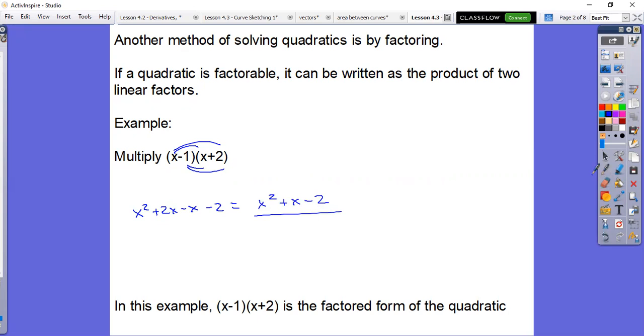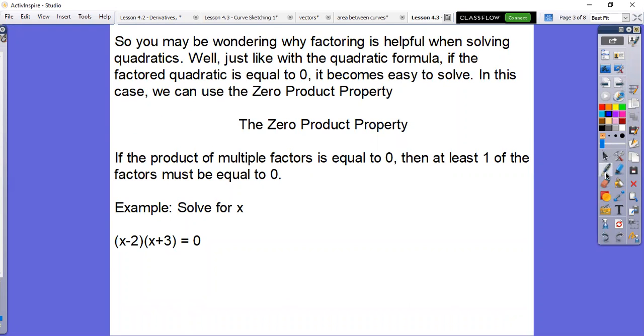You might be asking yourself, why is factoring helpful for solving quadratics? If you remember back to when we talked about the quadratic formula, in order to use the quadratic formula, my quadratic had to be equal to 0. Factored form is also very useful if my quadratic is equal to 0 because I can apply what's called the zero product property. The idea behind the zero product property is when I have this in factored form, I have two things being multiplied by each other. If the product of those two things is 0, the only way that can happen is that at least one of the factors must be equal to 0.